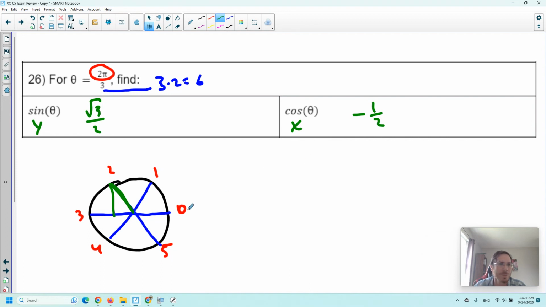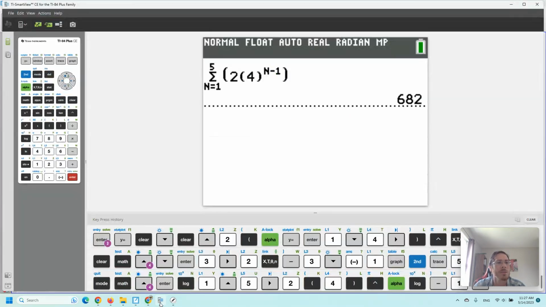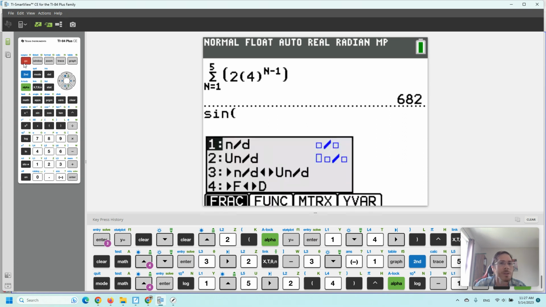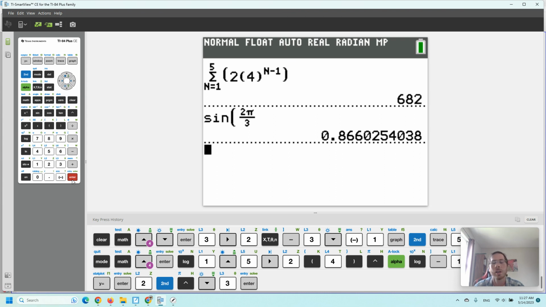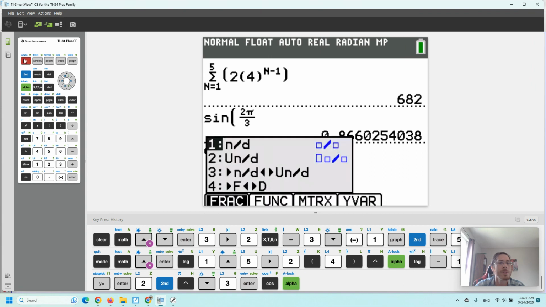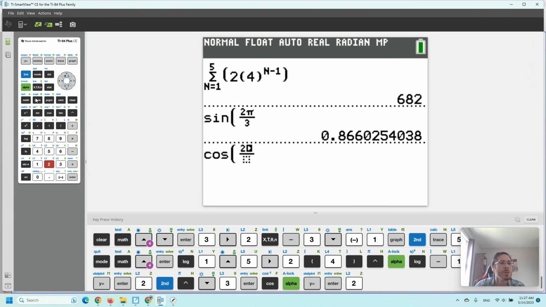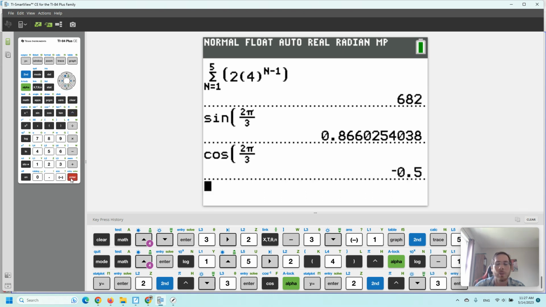If I want to double check, you could just type them in. Sine of theta, second alpha, 2 pi over 3. Okay, how about cosine of 2 pi over 3? Well, that one we can tell is negative 1/2. The other one, though, that 0.866 is not the right answer, so that would not be correct. You have to know that it is square root of 3 over 2.